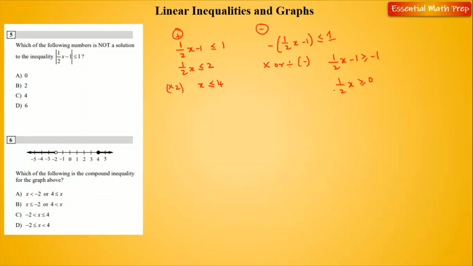So you can multiply by 2 on both sides. So x is greater than or equal to 0, right? So x is greater than or equal to 0 and less than or equal to 4. So x can have values of 1, 2, and 3, right? x can have 0, x can also have 4, right? So which of the following is not a solution? We can have 0, we can have 2, we can have 4. We can have 1 and 3, but those are not listed in the choices. 6 is the only one that we cannot have, and that is the correct answer. Okay.